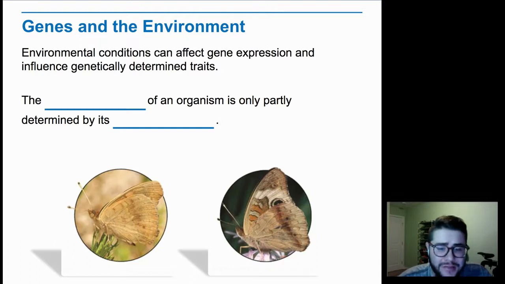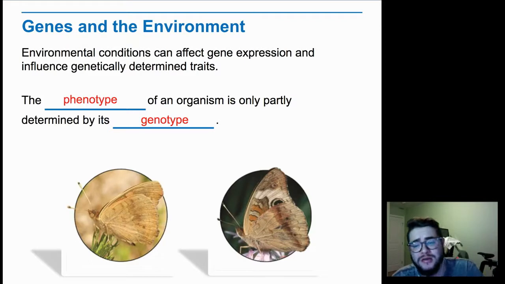Last little bit here as we wrap up. So it says genes and the environment. So environmental conditions can affect the expression of certain genes. So the phenotype of an organism is only partially determined by its genotype. The rest of that organism's phenotype is determined by its environmental conditions.